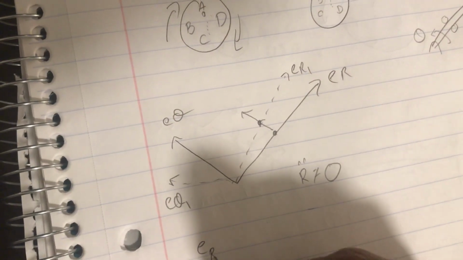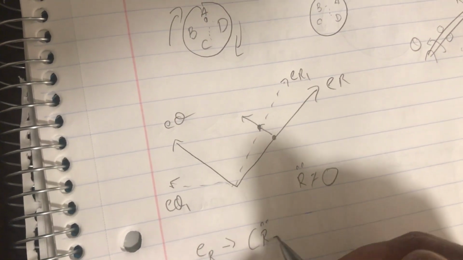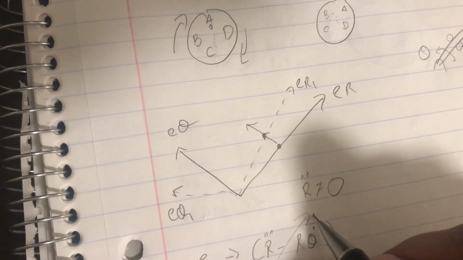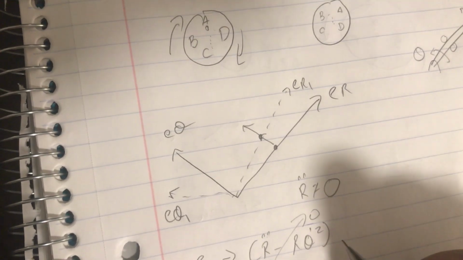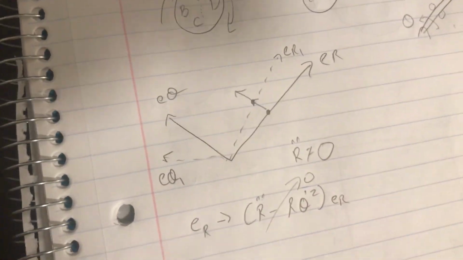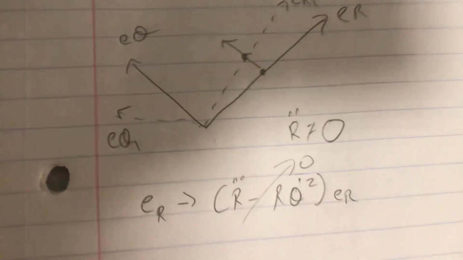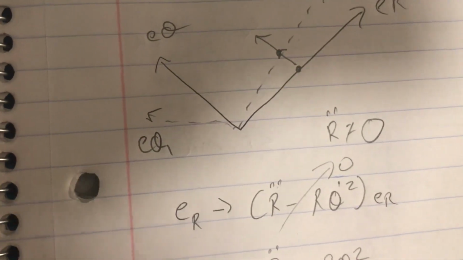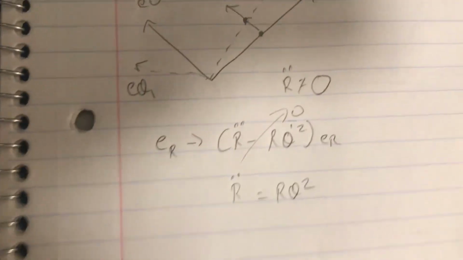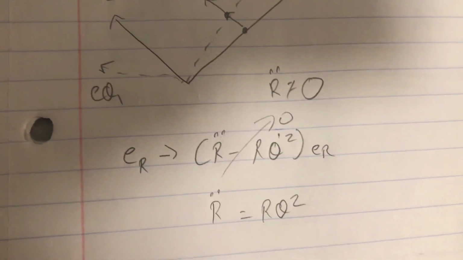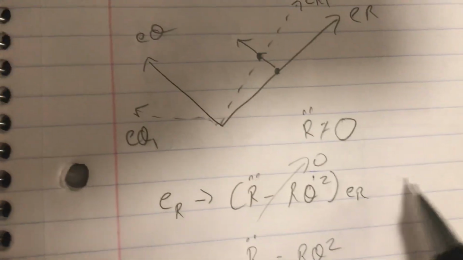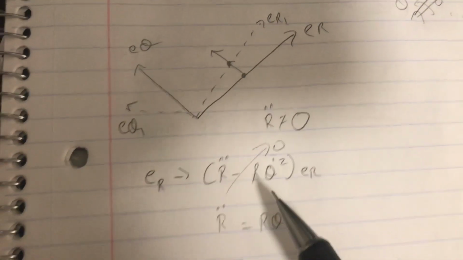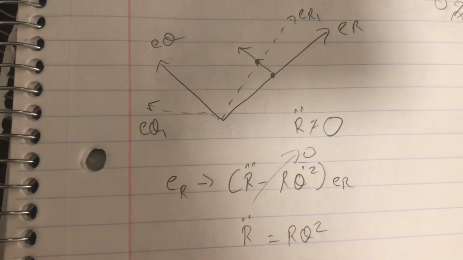So if you look at ER, this is just r double dot minus r theta dot squared. This goes to 0, and this is ER as well. But since r double dot is not equal to 0, your r double dot becomes equal to r theta dot squared, which is also your centripetal acceleration. And you find out that this entire equation just goes to 0, but its components are not 0, because there is some acceleration in the radial direction from the derivative of the radial distance.